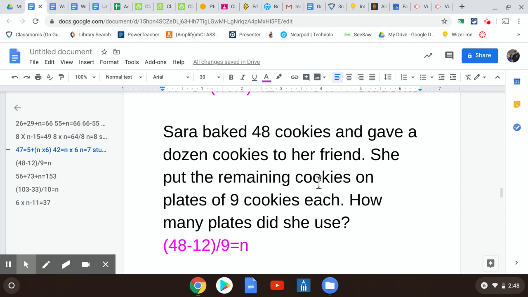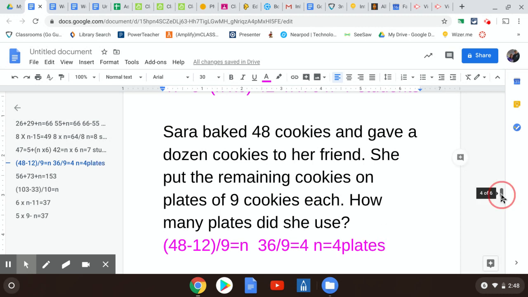She put the remaining cookies on plates of 9. So that means we have to divide. Okay, so now we have everything, so let's just solve it. When you take 48 minus 12, you get 36. And then when you take 36 divided by 9, you get 4. So N equals 4 plates.